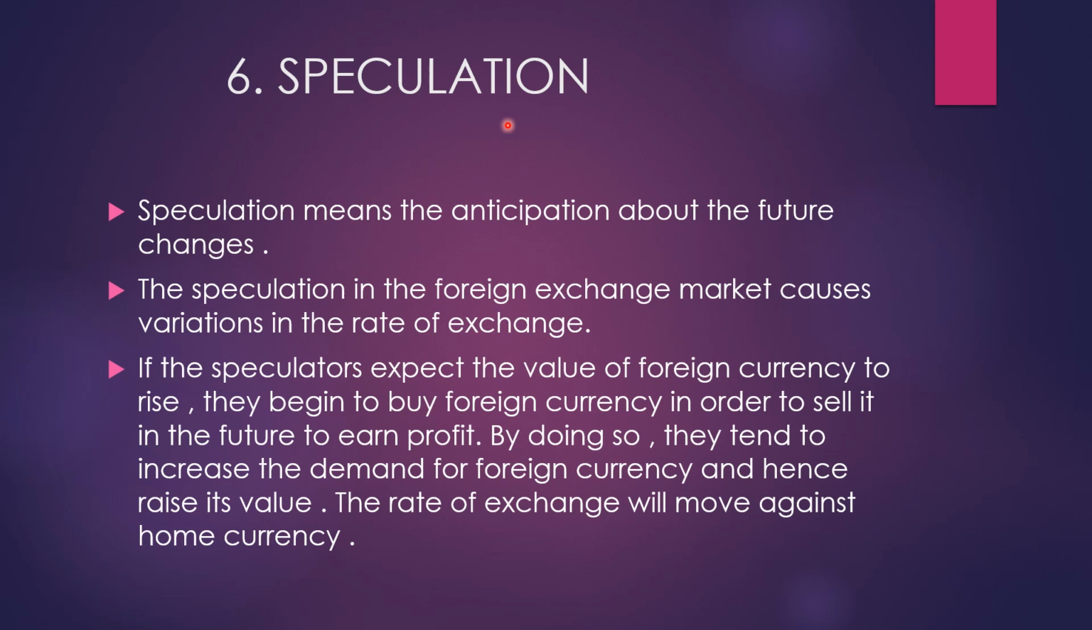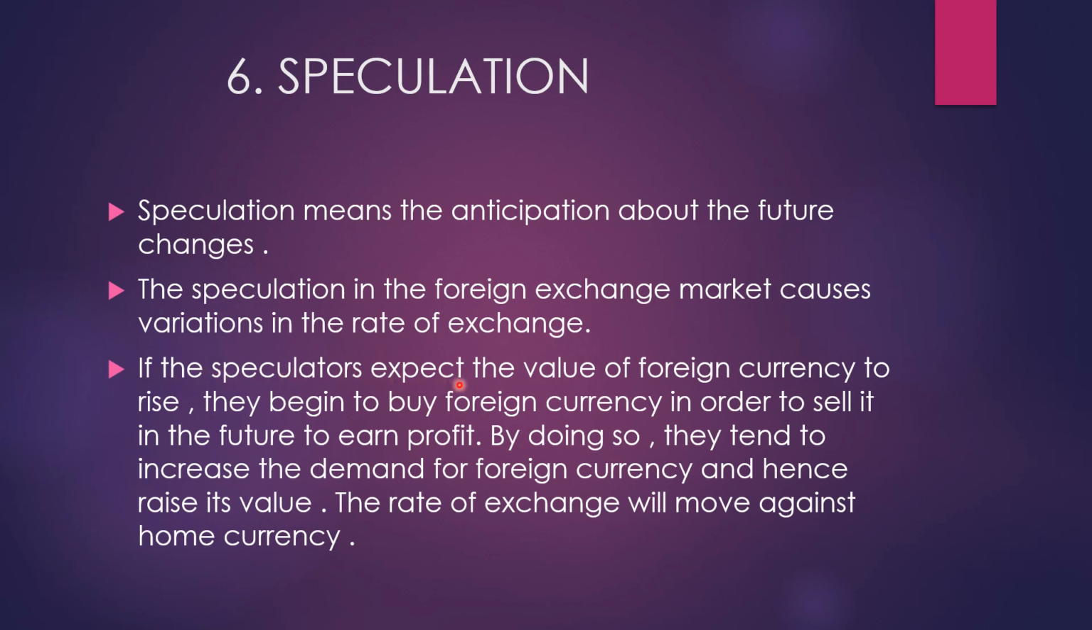Now, the sixth point is speculation. What is the meaning of the word speculation? It means anticipation about future changes and earning from that anticipation. Because of the fluctuations in the exchange rate, you will be earning. So, this is called speculation. Speculation in the foreign exchange market causes variation in the rate of exchange. We are studying the factors which influence the exchange rate, and speculation is also a very big factor.